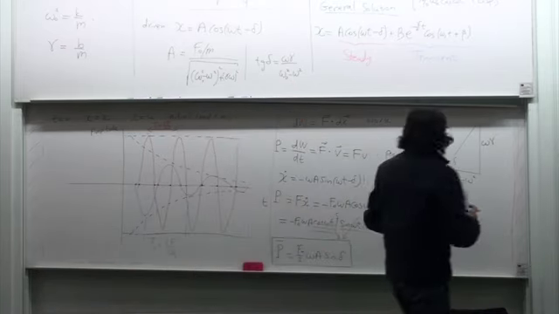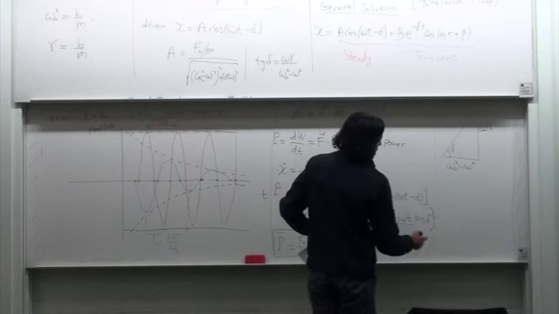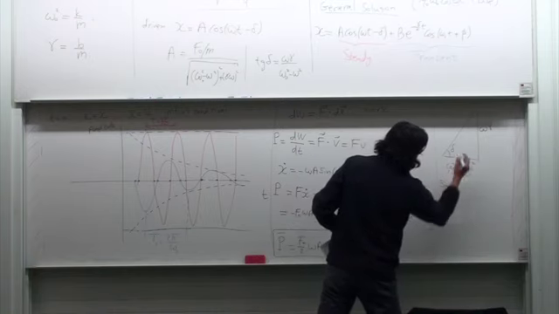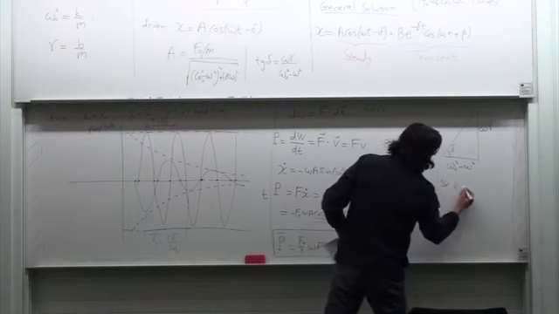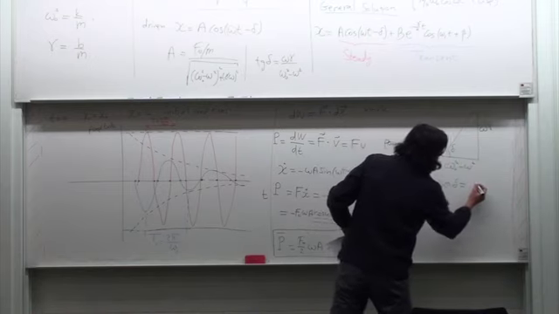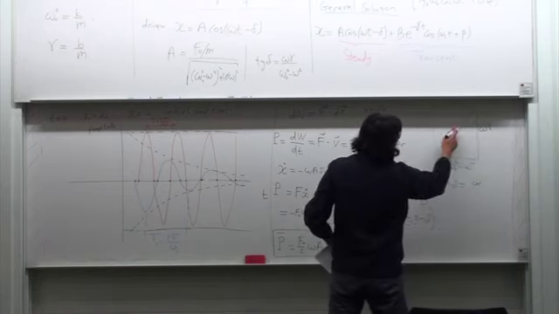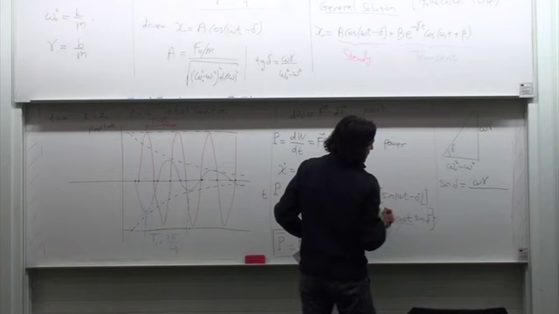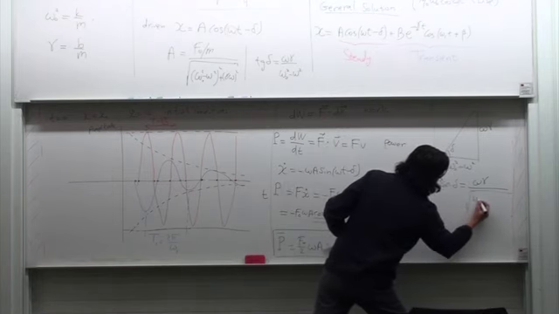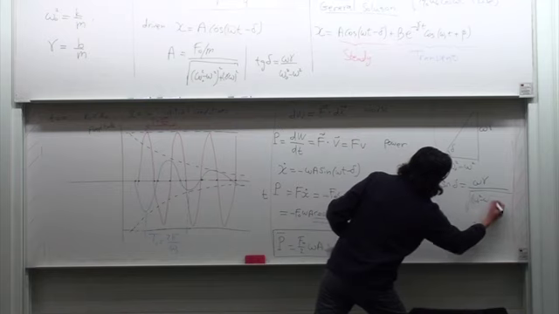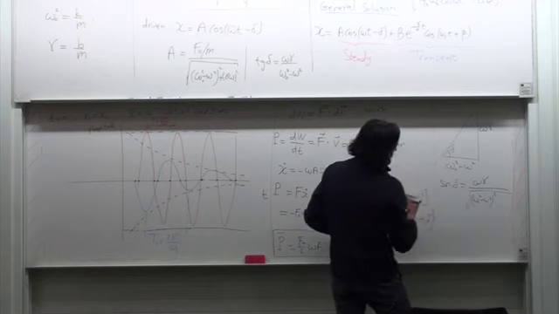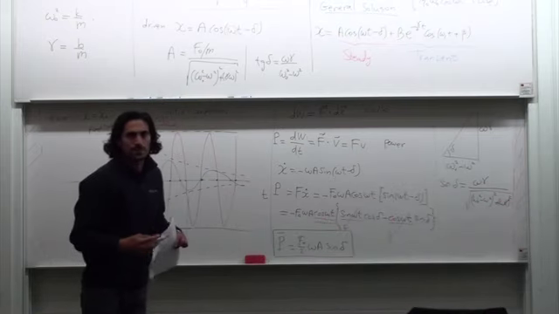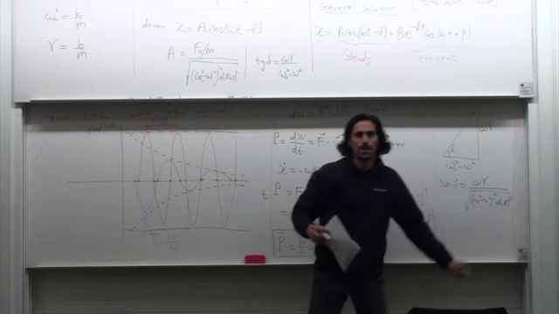So using Pythagoras now, you can write sine delta, that is this, divided by this, so it's gamma omega, divided by, using Pythagoras now, square root of omega 0 squared minus omega squared, plus gamma omega squared. You see this there? Yeah.